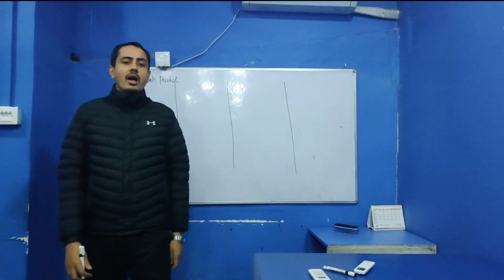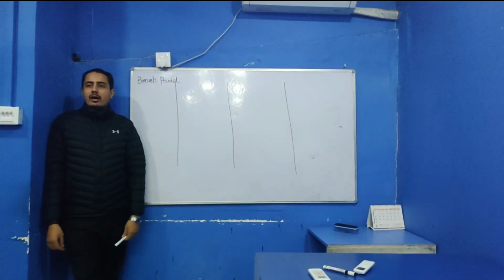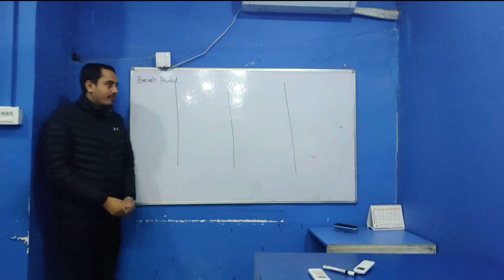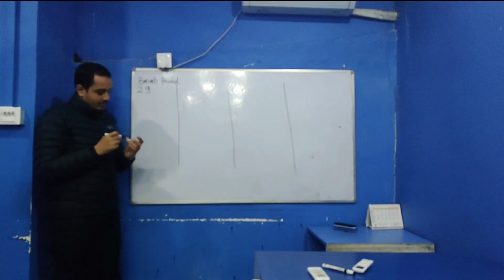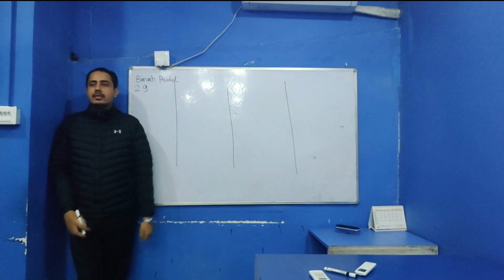After the name, let's write what age they are. Now, if you don't know the exact age, roughly, how old do you think they are? I'm writing here 29. You can write whatever. If you don't know the exact age, you can write around 30, something like that.